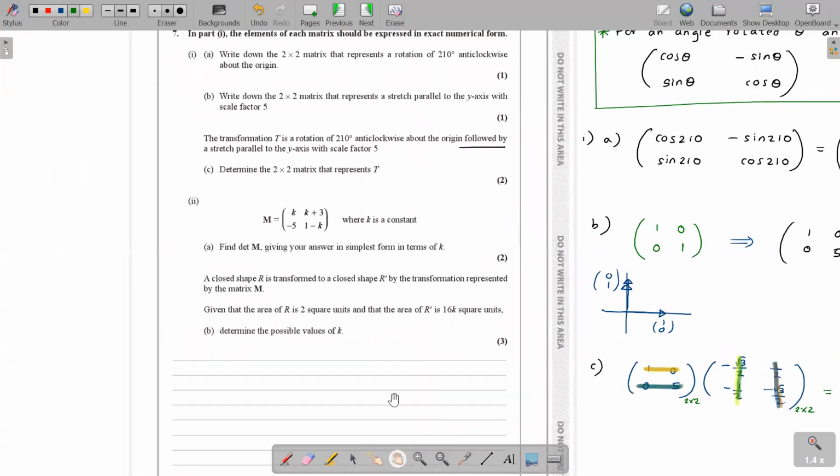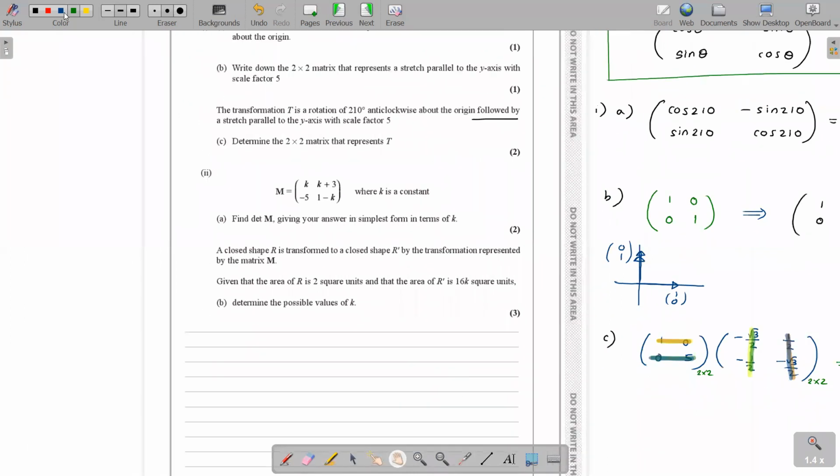Next part, part 2. M equals K. They have given you a 2 by 2 matrix here. Can you see? They have given you the M matrix. Find determinant M, giving your answer in simplest form in terms of k. So how do we find det M?